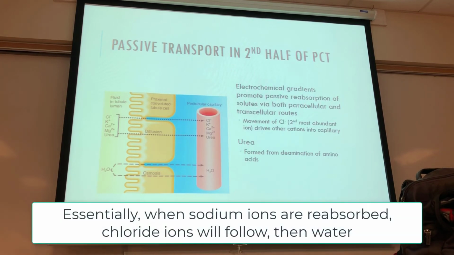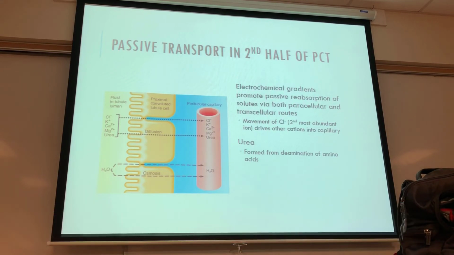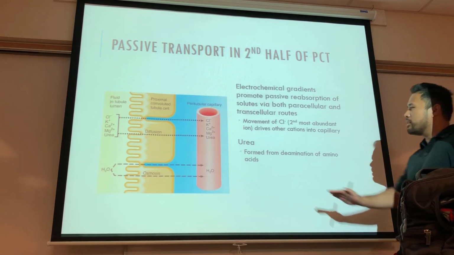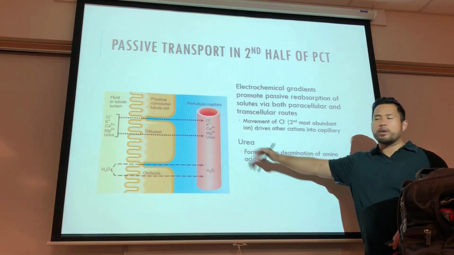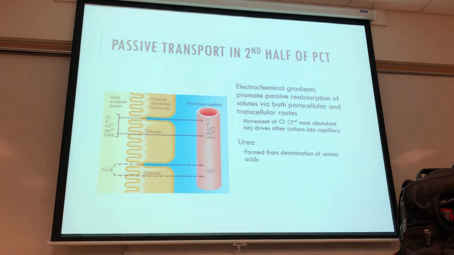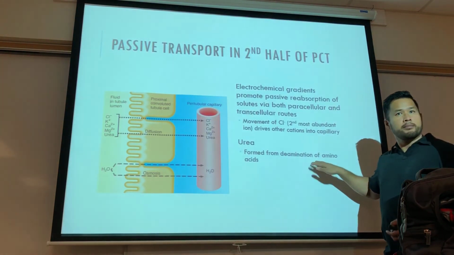So not only are we moving the ions, but we're also establishing an osmotic gradient. Again, general principle: move a bunch of salts, move a bunch of ions, and water moves across as well. The one thing I won't get into too much detail here is urea. Urea kind of comes in as well. Urea, again, is a byproduct of the breakdown of amino acids.